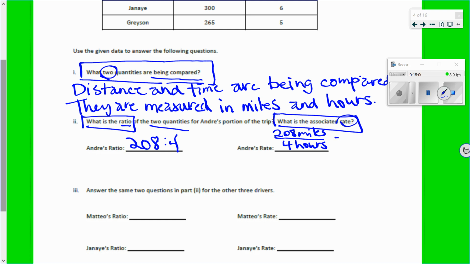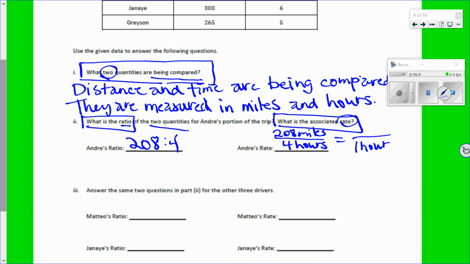Okay, guys, when you set up problems like this, you need to watch your units. You know that miles is going to be on top. You have to keep it consistent, and then hours is going to be on the bottom. So we're trying to know how many miles he goes in what? 1 hour. 1 hour, right?